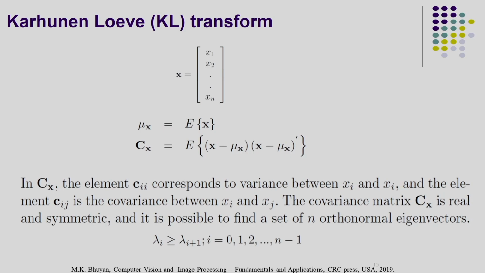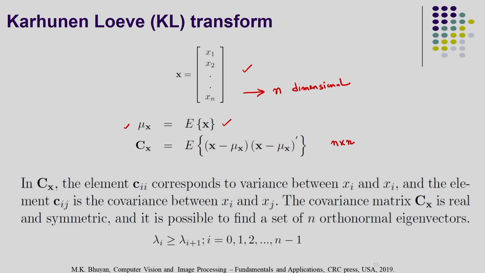Now let us discuss the KL transformation, the Karhunen-Loeve transformation. What is the principle here? First I am considering a population vector, x, with elements x1, x2, up to xn. This input vector is an n dimensional vector. For this n dimensional vector, I can determine the mean, mu x, and also the covariance matrix, Cx. What is the dimension of the covariance matrix? It is n cross n.